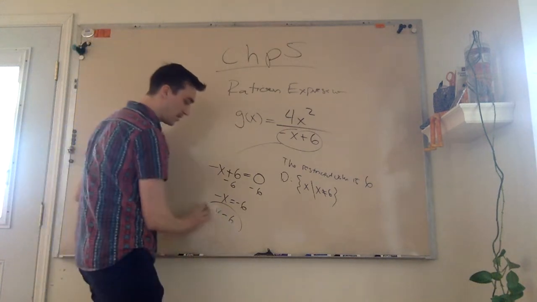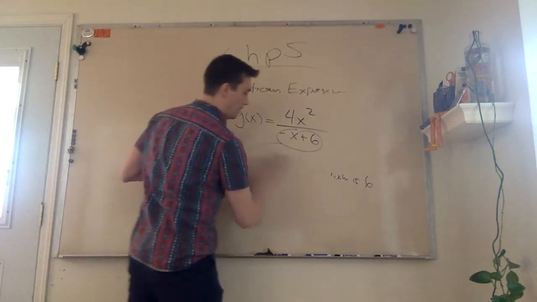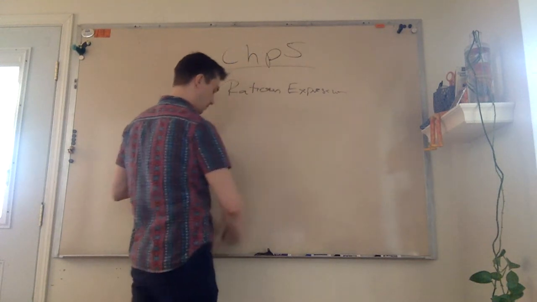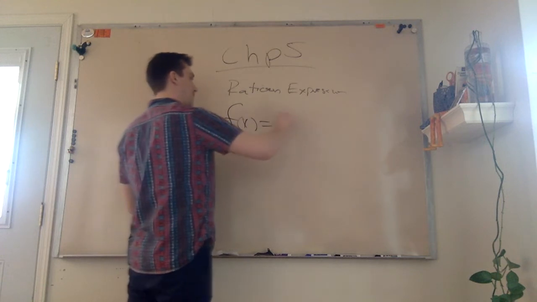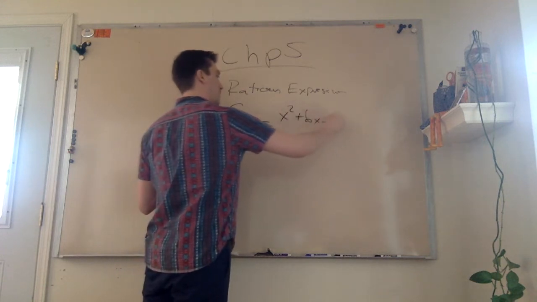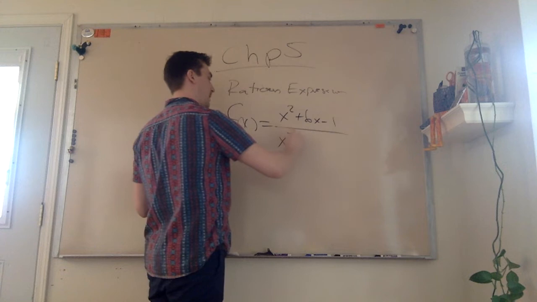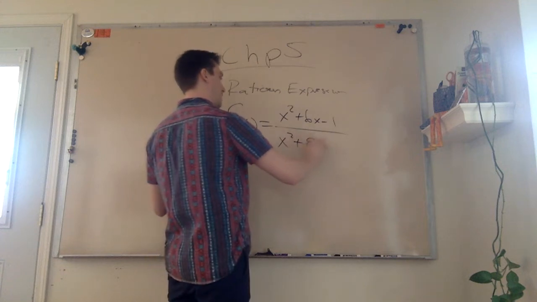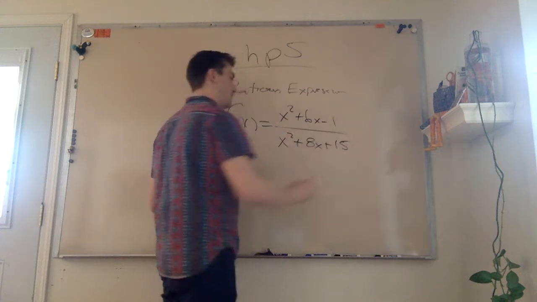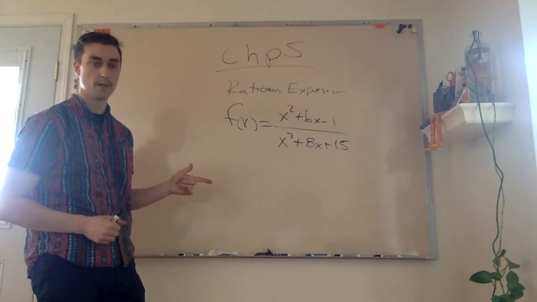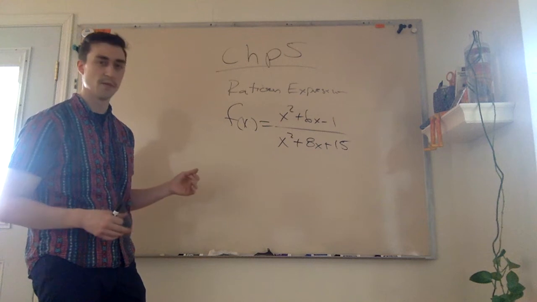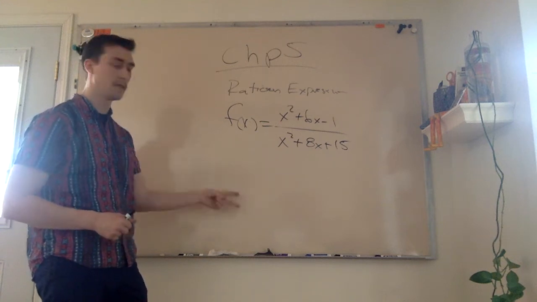Cool. All right, here's another example of that. Let's take the function f of x equals x squared plus 6x minus 1 divided by x squared plus 8x plus 15. And same question, find the restricted value, or values, there's going to be more than one in this case, and state the domain of the function.